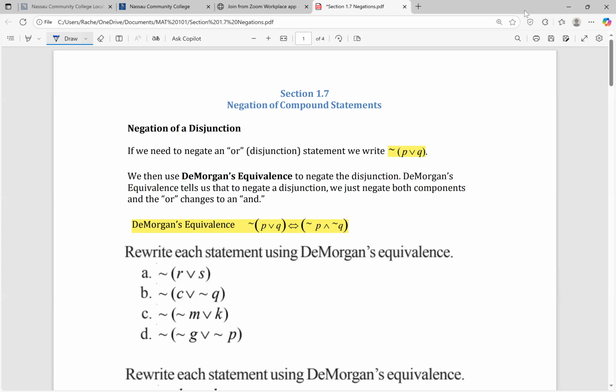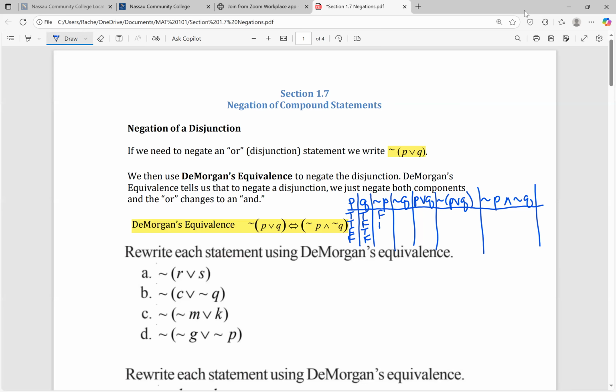So why don't we make a column for P? We have Q. We have a not P, a not Q. And then we have P or Q, and then we have to negate P or Q. And then we have not P and not Q. So let's fill in P, Q, not P and not Q, so that we should be pretty quick at by now, right? And P or Q, right? So let's look at P or Q.